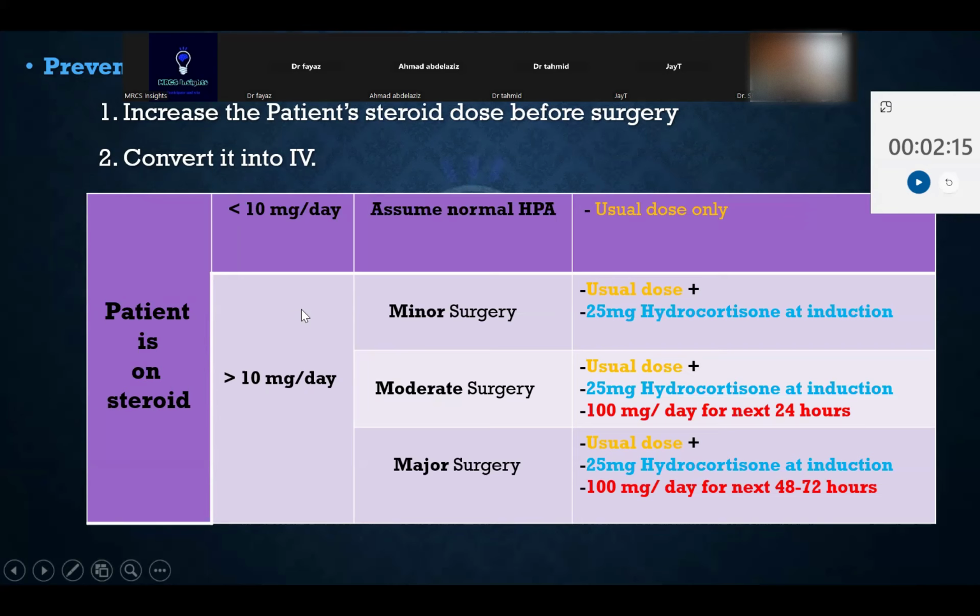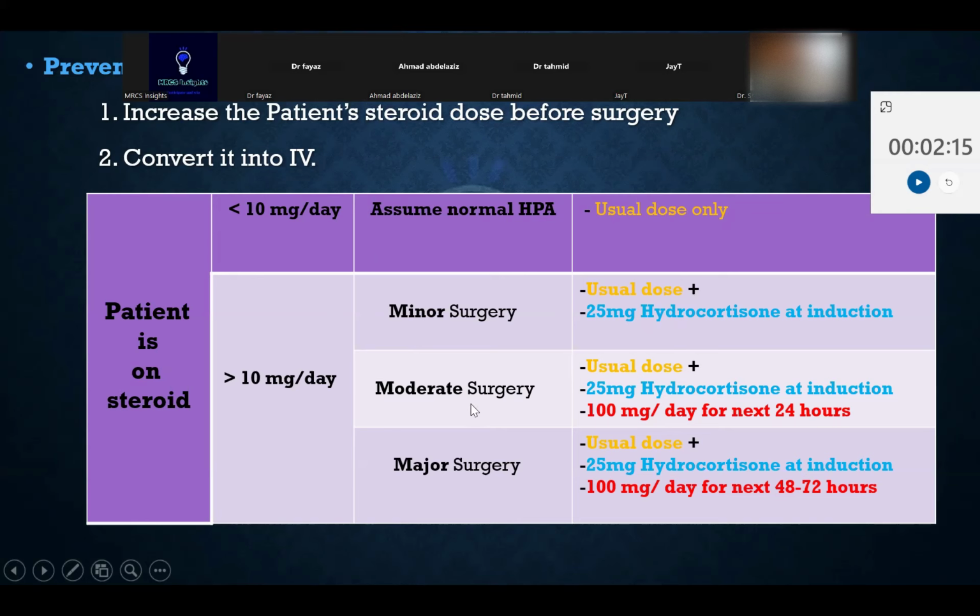So if the patient is on a steroid, let's say less than 5 or 10 milligram per day, assume that he has a normal hypothalamic pituitary axis, so he just gets the usual doses. And if he is on more than 5 or 10 milligram per day, then in case of minor surgery, just the usual dose and 25 milligram IV hydrocortisone at induction.